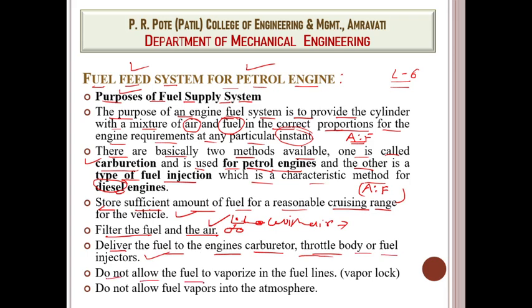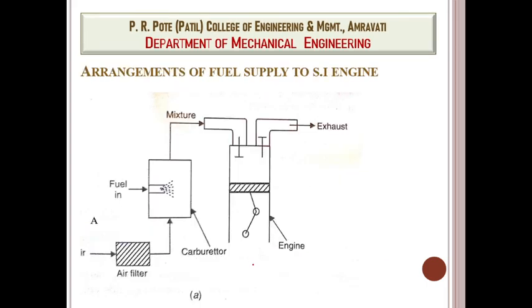Do not allow the fuel to vaporize in the fuel lines, causing vapor lock. Do not allow fuel vapor into the atmosphere. So these are the precautions we should take. Fuel should not be vaporized, and fuel vapor should not be released into the atmosphere.